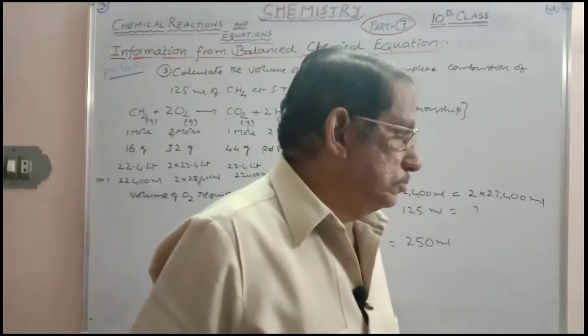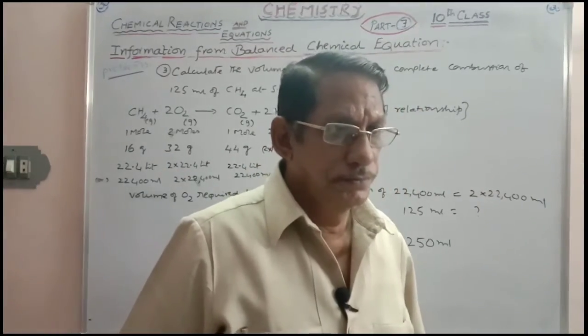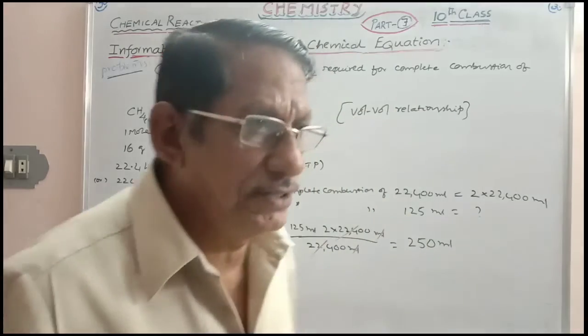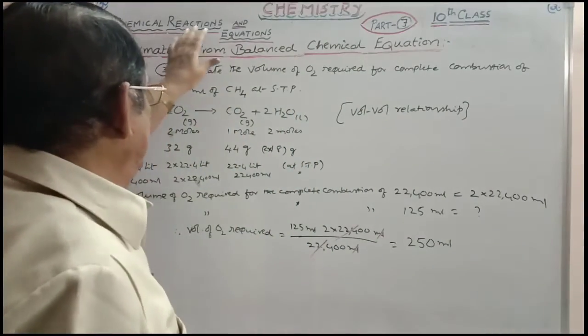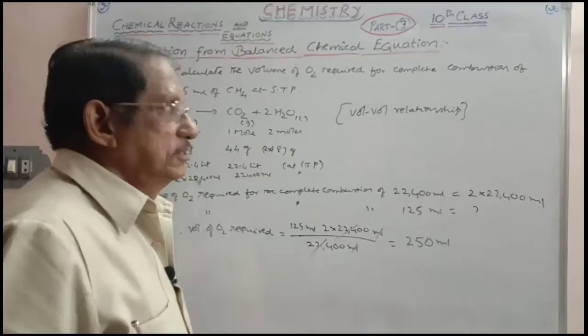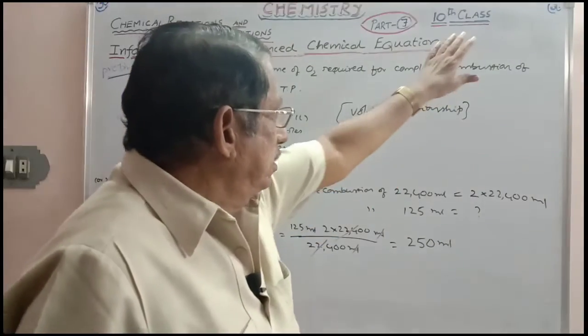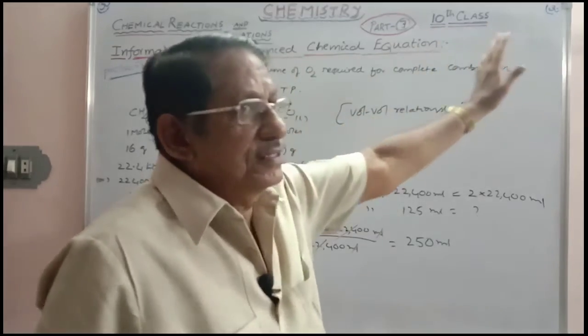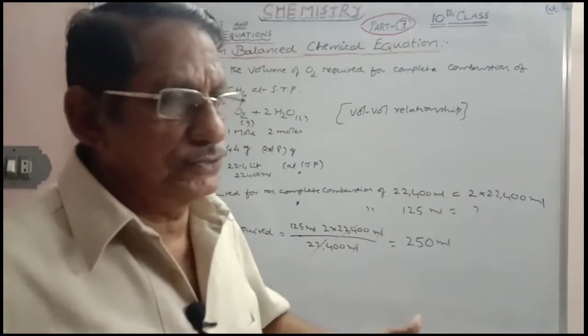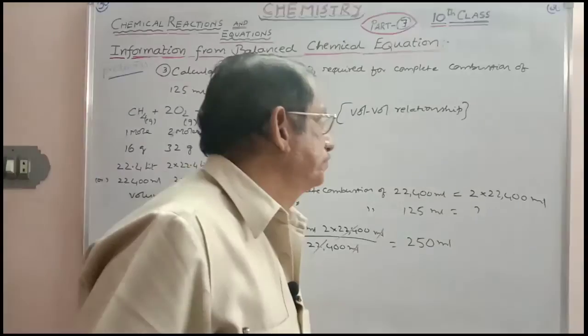Today we are going to complete the chapter, namely chemical reactions and equations. This is part number 7, lecture number 7 on this chapter, particularly meant only for 10th class students. Others can also, if they want, follow.